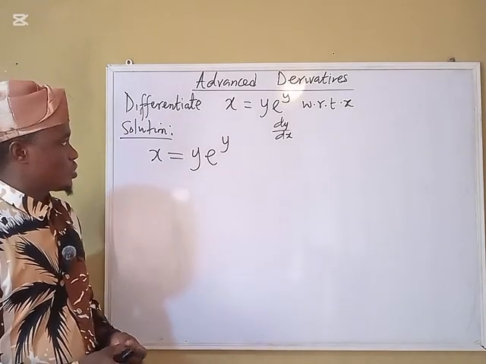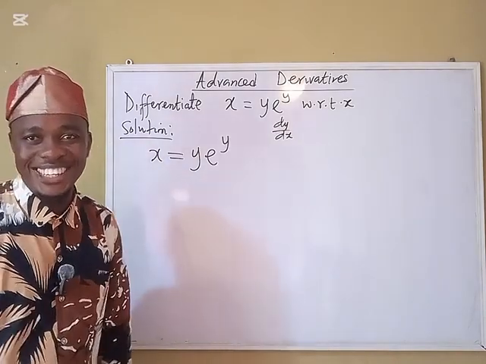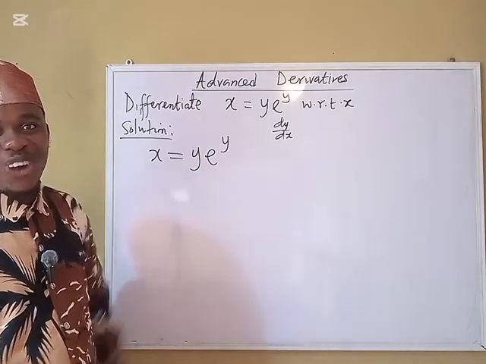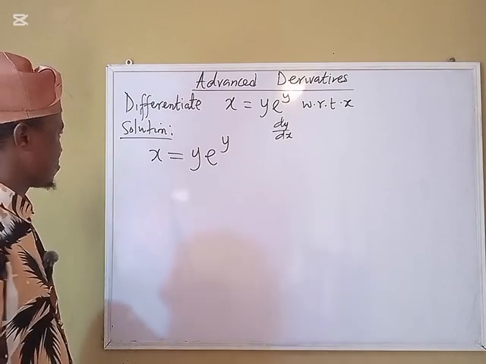Now let's see how we can solve this. Let's go back to the class. So now x is equal to y e to the power of y. Now what are we going to do here?